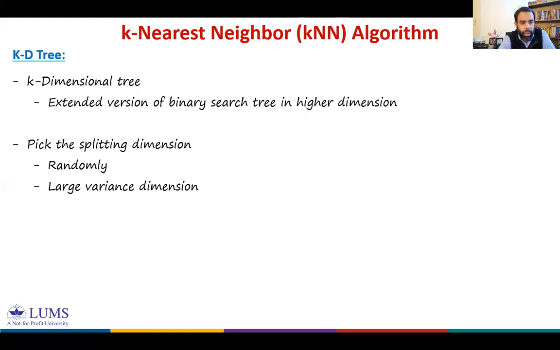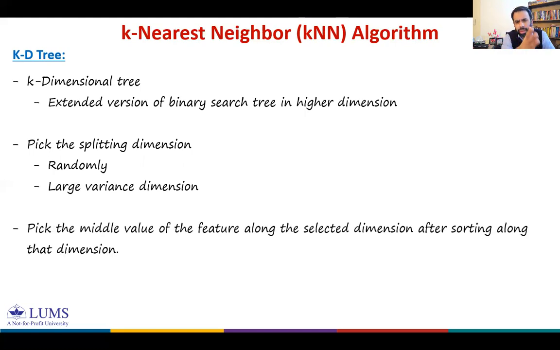So this large variance dimension enables us to construct a tree that is balanced. That means you have almost equal number of data points in each branch of the tree, right? Once you define your splitting dimension, you divide the data into two halves by splitting around the middle value, and we keep on progressing this.